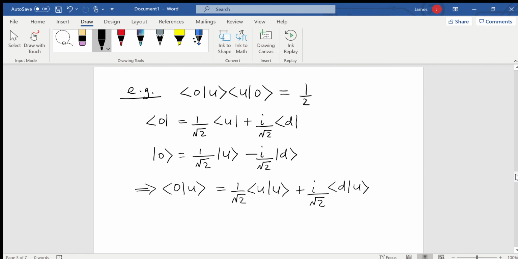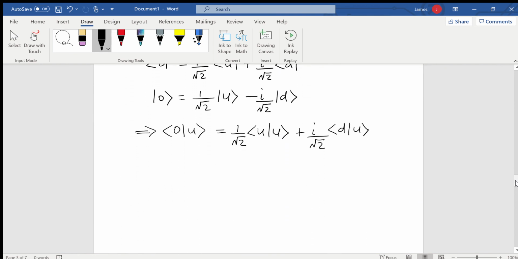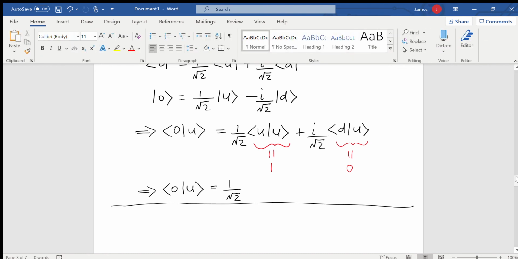Now remember from our cheat sheet page that when the bra and the ket are the same, it equals 1, and when the bra and the ket are different, it's 0. So that means that this bracket is equal to 1, but this bracket is equal to 0, and the 0 means that this term disappears. So this implies that the bracket <out|up> is equal to, the only thing that survives is this coefficient here, 1 over root 2. So we've done the out up bracket.